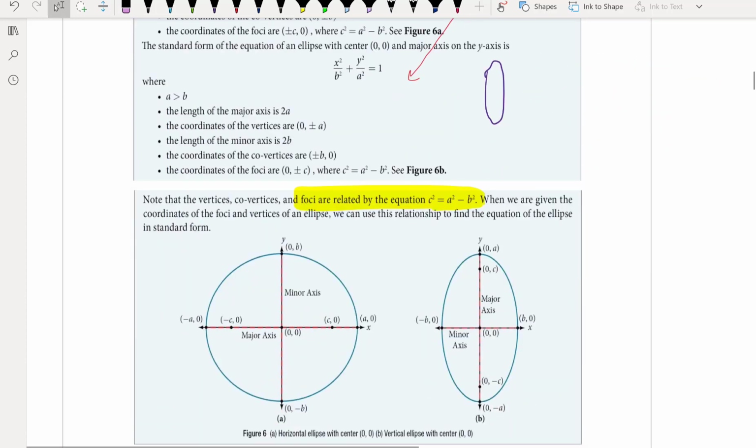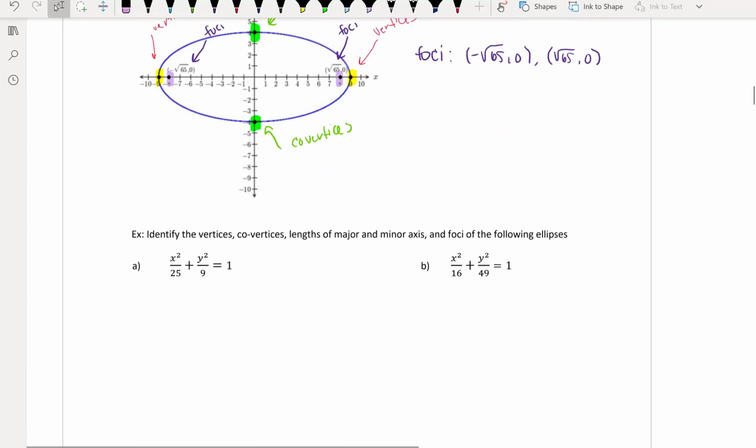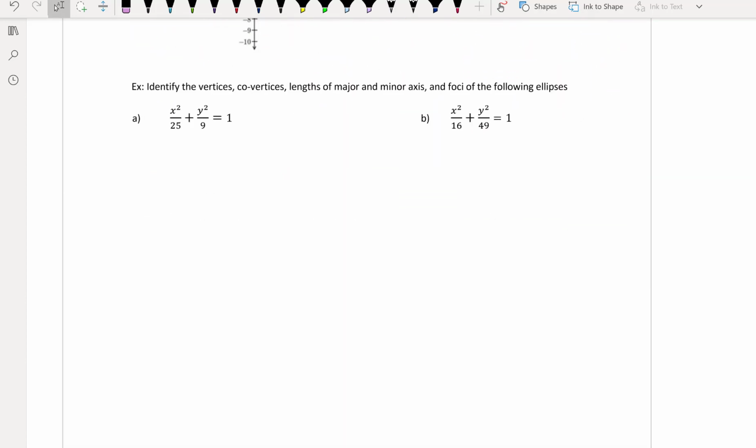So let's think about this. So it says identify the vertices, co-vertices, and lengths of major and minor axes. So let's look at the denominator. I have a denominator of 25 and a denominator of 9. So this denominator is definitely bigger.